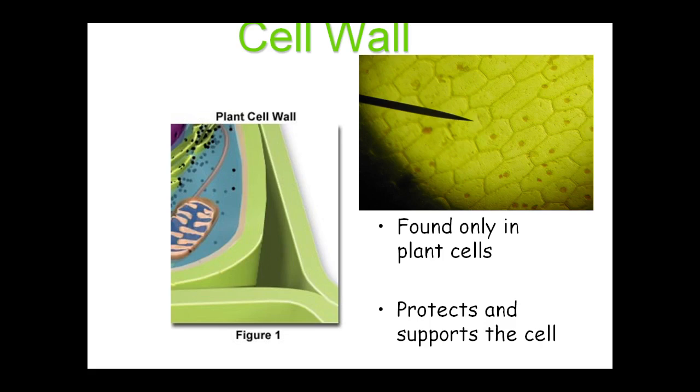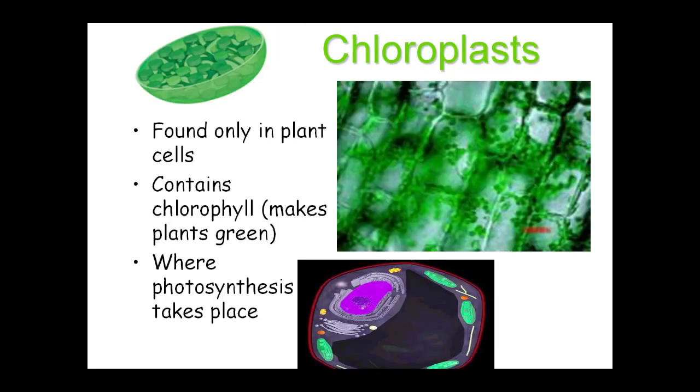The cell wall is found in the plant cell only, and it is one of the characteristic features of the plant cell, because outside of the plasma membrane, an outer cell wall is present in the plant cell that acts as a protecting and supporting structure for the cell.